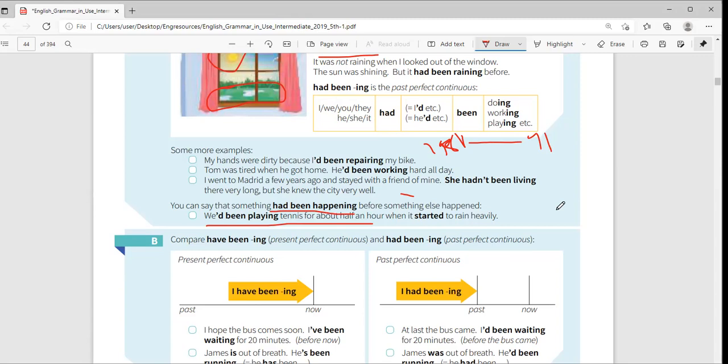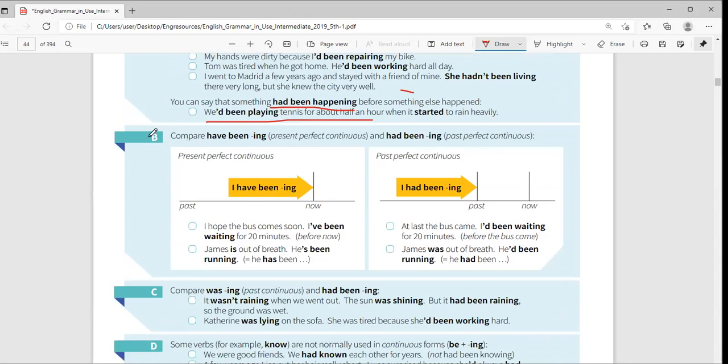Before you moved to where you are now, I know you had been living in a place. And where you are now, you can say, I have been living here, because it is from that time up to now. So that is it. In fact, number B is saying what I've been telling you. You see, compare have been, the present perfect continuous, and had been, the past perfect continuous. The difference is very clear.